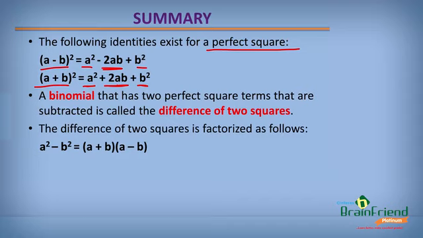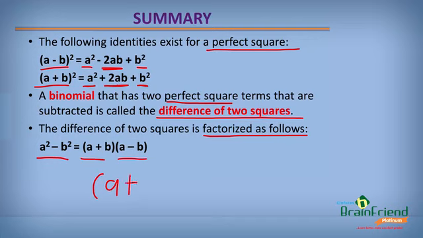We also learned that a binomial that has two perfect square terms that are subtracted is called the difference of two squares. And the difference of two squares is factorized as follows. A squared minus b squared is equal to a plus b times a minus b. And we also learned that a plus b all squared is not equal to a squared plus b squared.